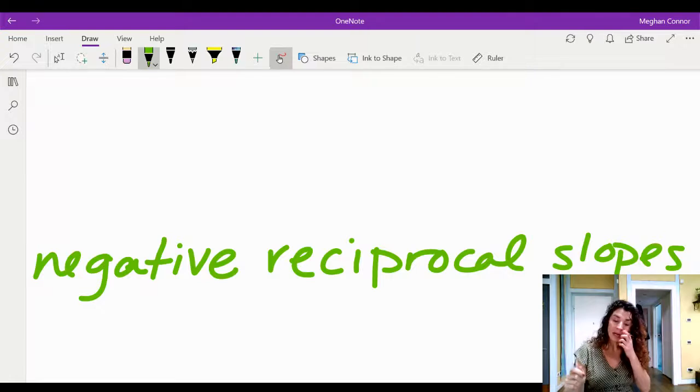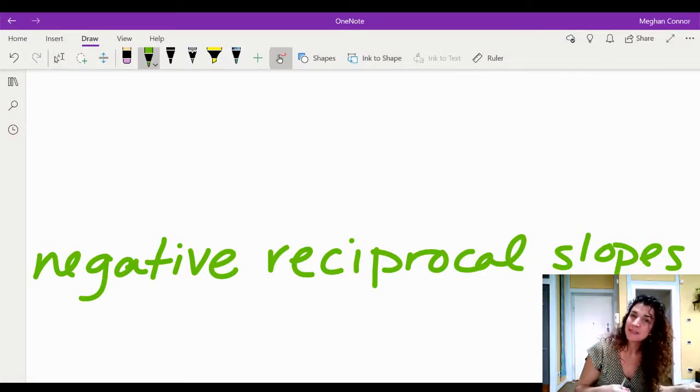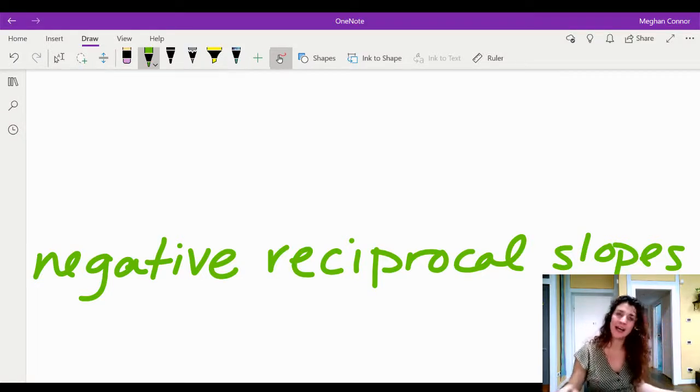I've seen a couple of you guys say negative inverse in your play posits, and that is not true. Inverse is something completely different. Remember that inverse is when your inputs and your outputs are switched. It's not when you flip a fraction. Those two are different things.